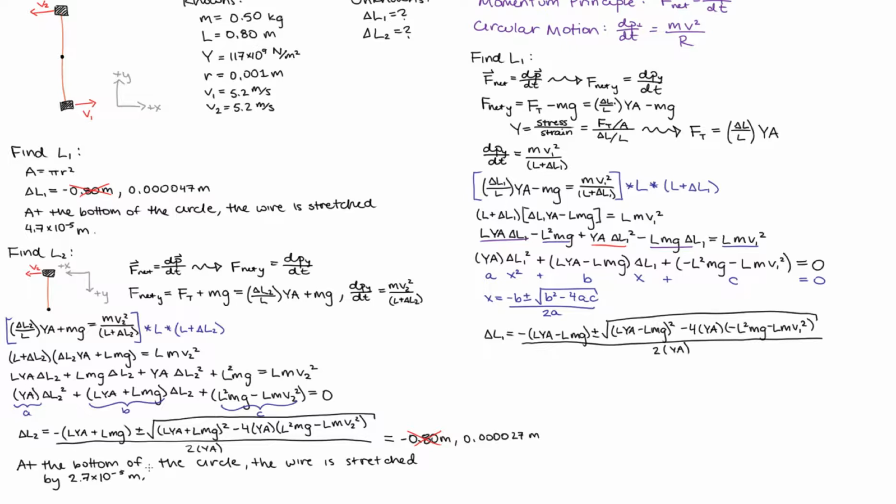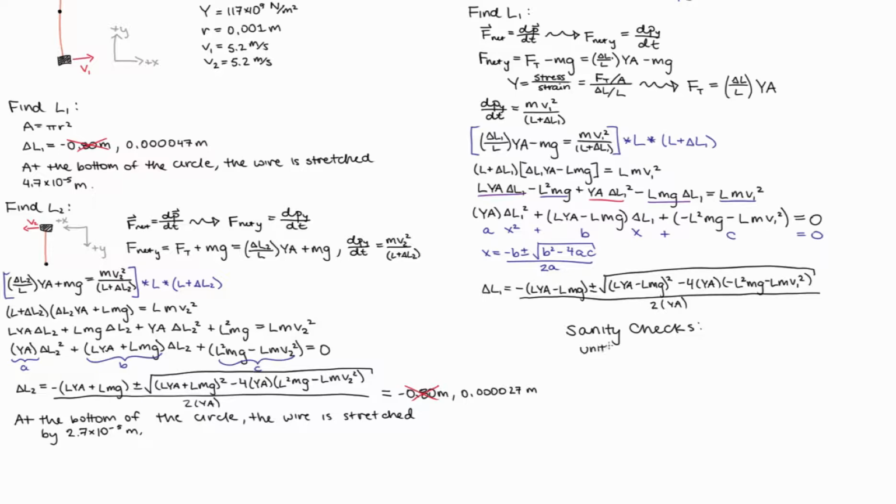This result is of the same order of magnitude as our result for delta L1, and it is slightly smaller. This agrees with our intuition that at the top of the circle, the stretch should be less since the force of tension and the force of gravity are pointing in the same direction. Now for our sanity checks. Since our results for delta L1 and delta L2 only differ in sign, we only have to carry out one unit check.